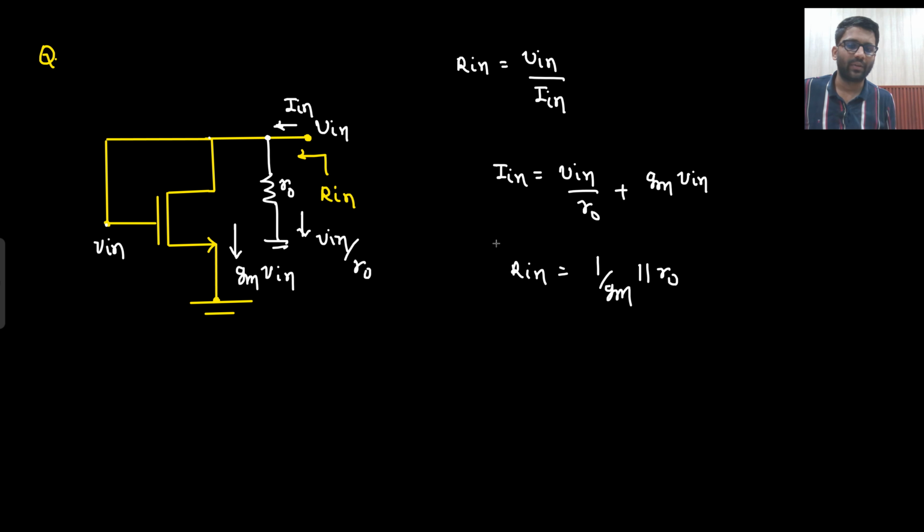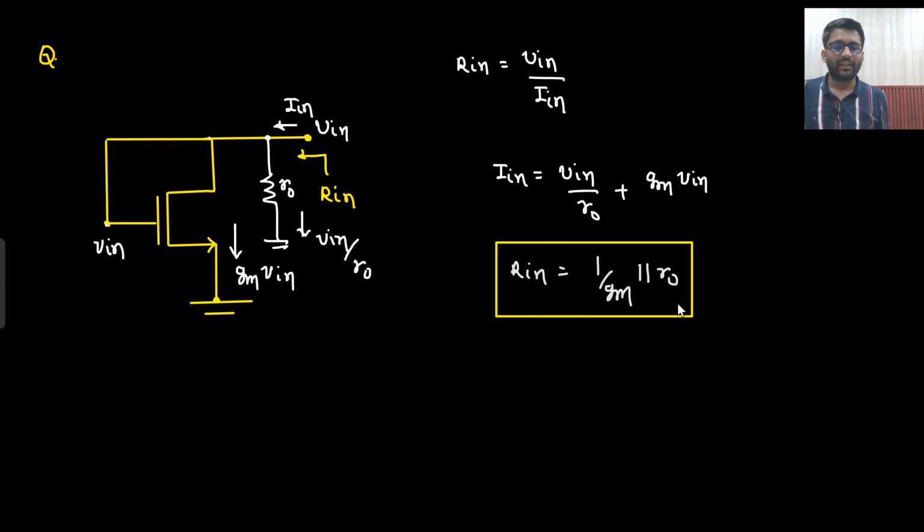Within seconds you will be able to tell the answer. Luckily we are getting these answers again and again. That doesn't mean the answer will always be 1 by gm parallel with R naught. It would be different as well. We will slowly build the toughness level of the problem. Tell the answer of this one. Again do the same thing.